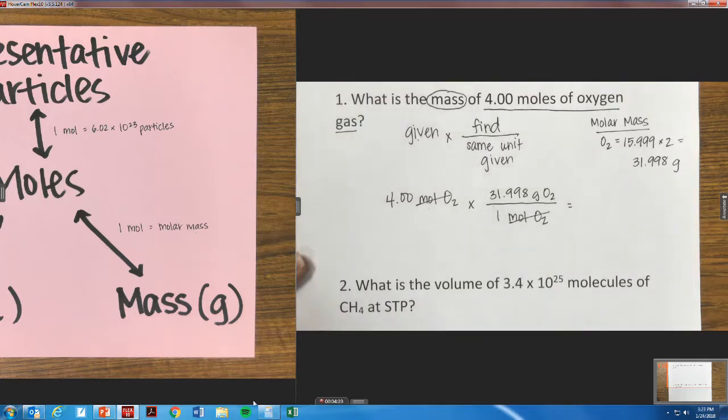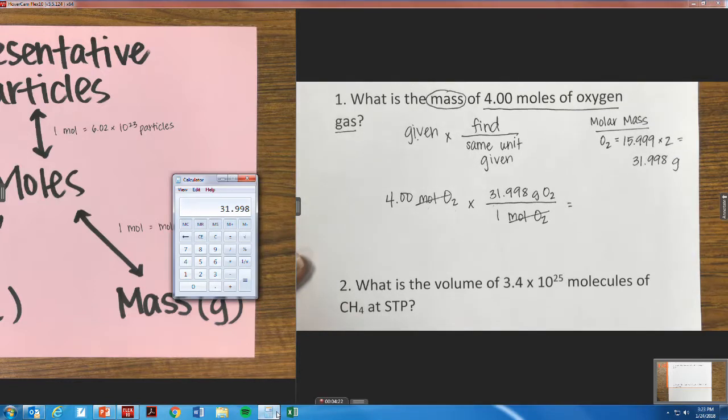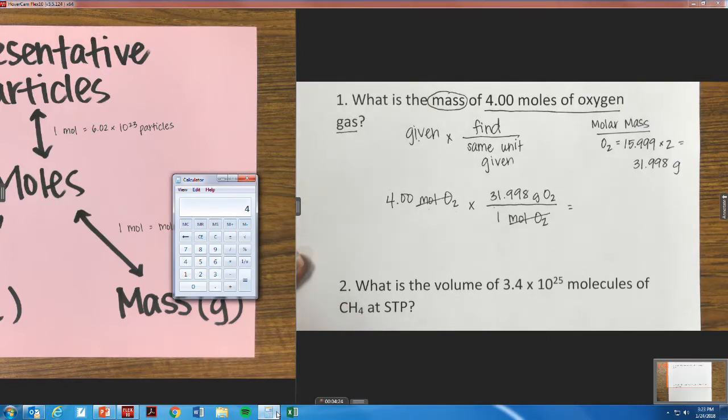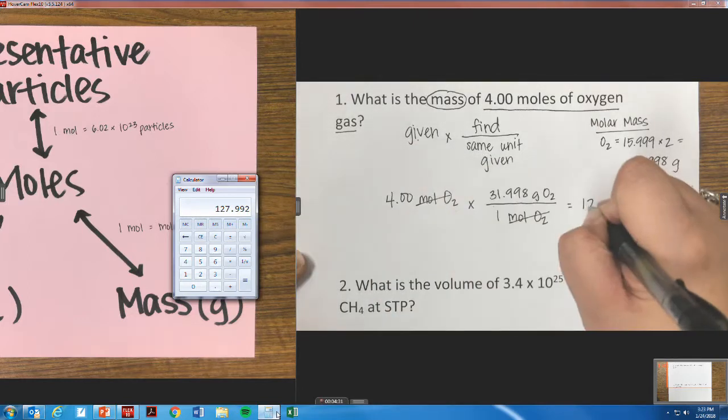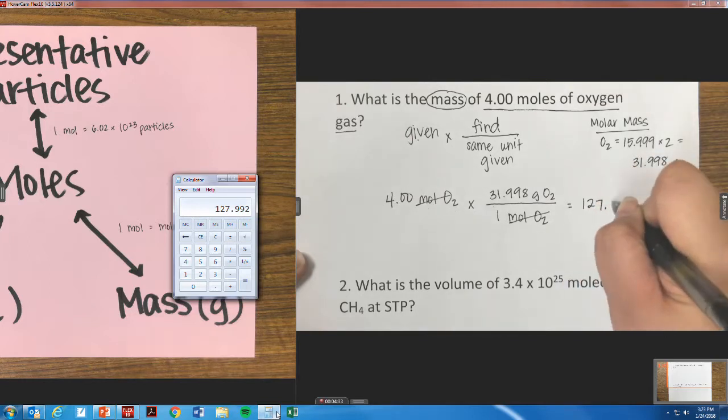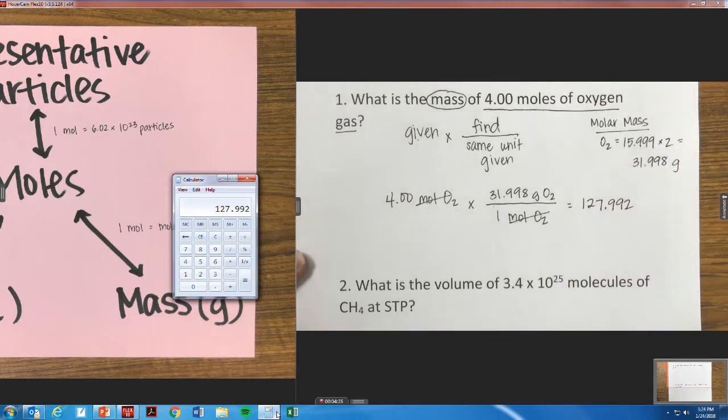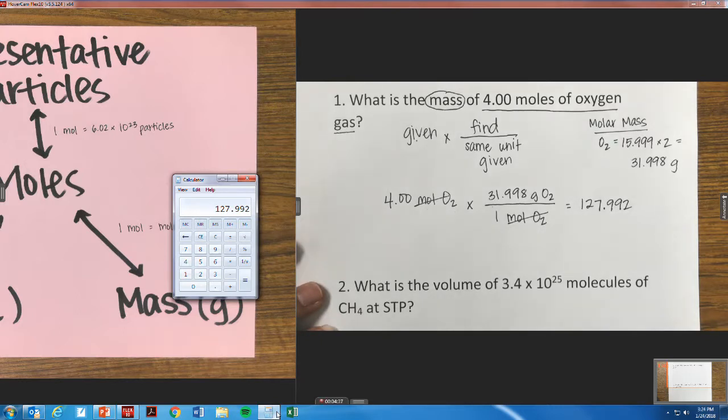So again, let's take a look at our calculator. We have 4 times 31.998, which equals 127.992. But remember, this is science. We need significant figures and units, so we're not done yet.